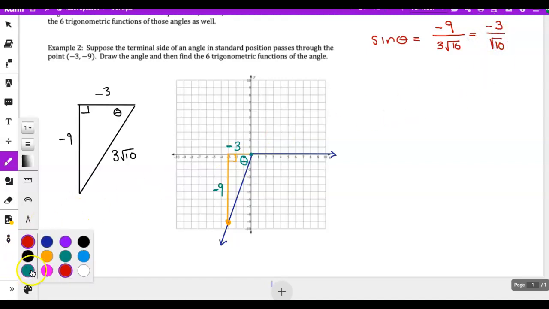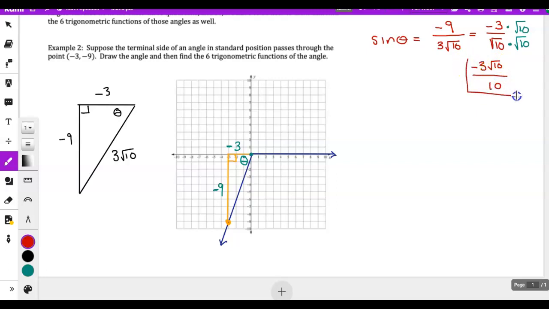You're not allowed to have radicals in your denominator, so you have to rationalize it. And when you rationalize, you just multiply by the radical. So if we take -3 times the square root of 10, that's -3 square roots of 10. And then the square root of 10 times the square root of 10 is the square root of 100, which is 10. So here's the sine of the angle.